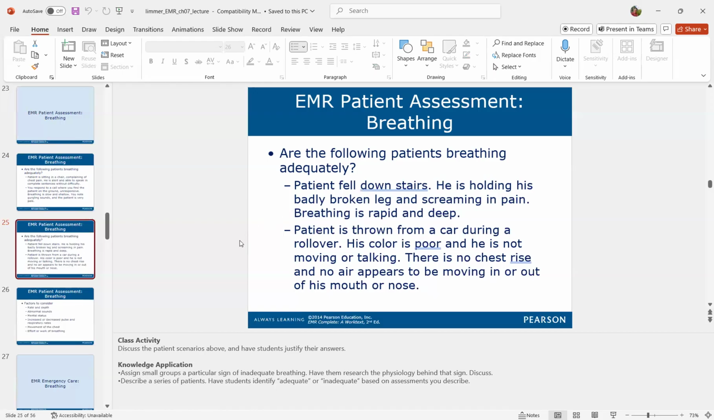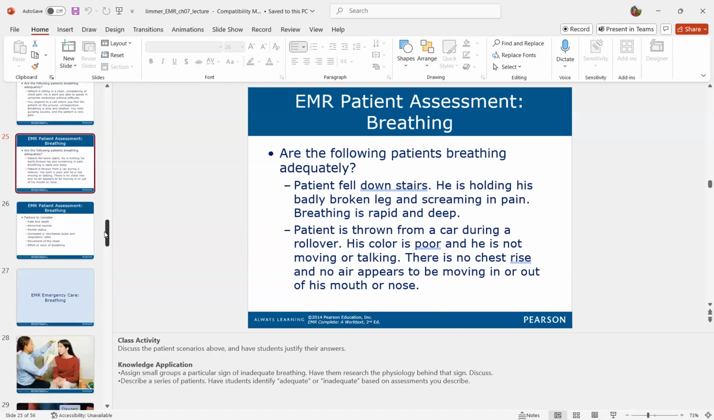Patient is thrown from a car during a rollover. The color is poor. They're not moving or talking. There's no chest rise. No air appears to be moving in or out of their nose or their mouth. That person is not breathing at all, right? So we're going to have to start rescue breathing on that one.